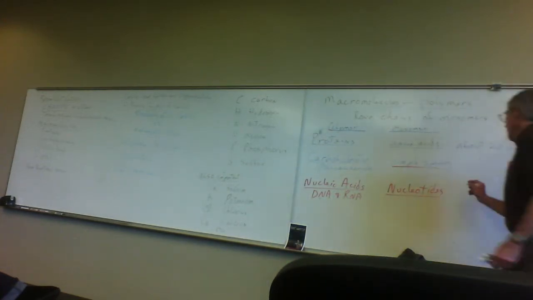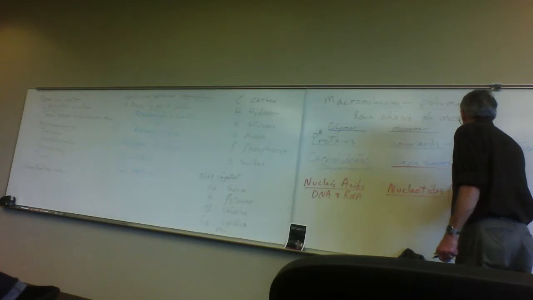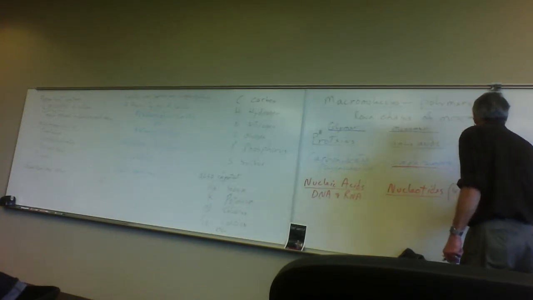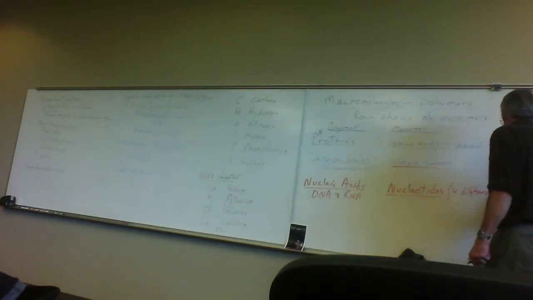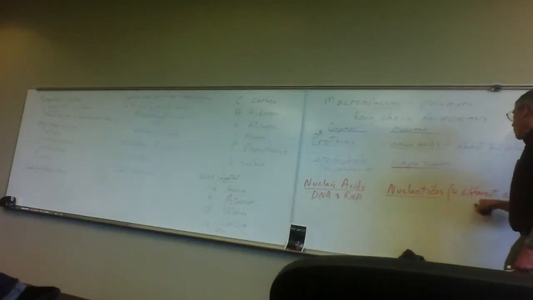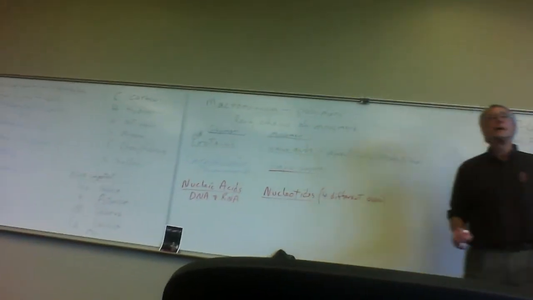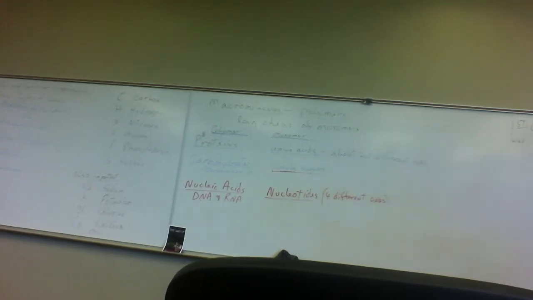There are 4 different kinds. Now that's not quite accurate again, but there are 4 different ones that make DNA, and 3 of those 4 plus another one make up the total of 4 to make RNA. We won't worry about that right now. So I'll just say 4 different ones. Just keep in mind that it's not quite accurate.